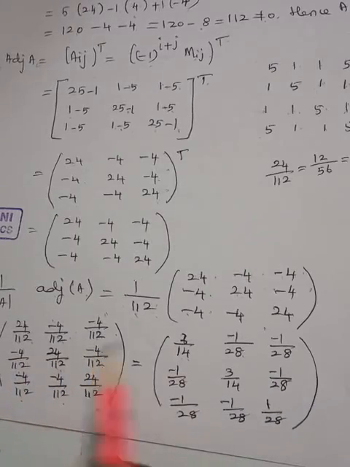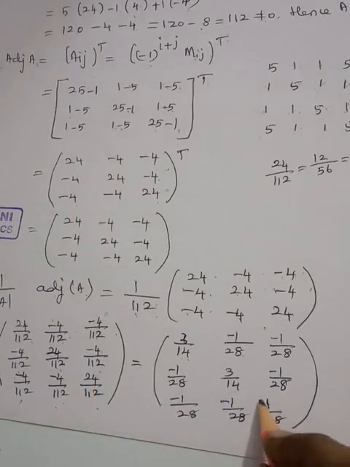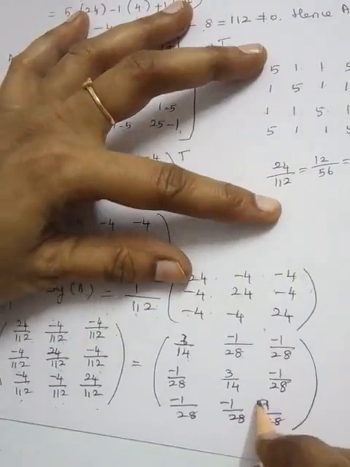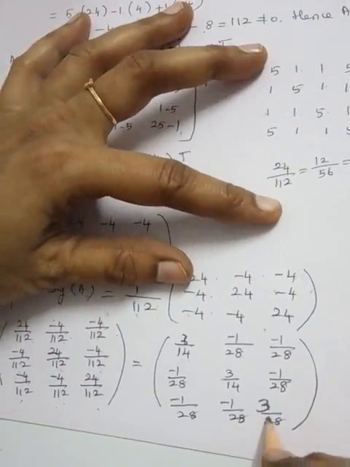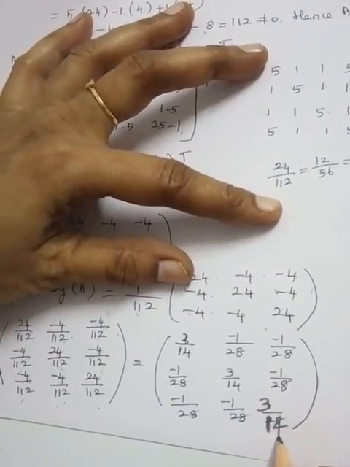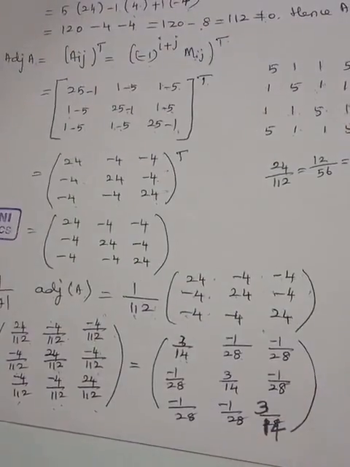This is minus 1 by 28, minus 1 by 28. So 1 by this is 24 by 112, which is 3 by 14. Okay, that's all. Second subdivision is over.